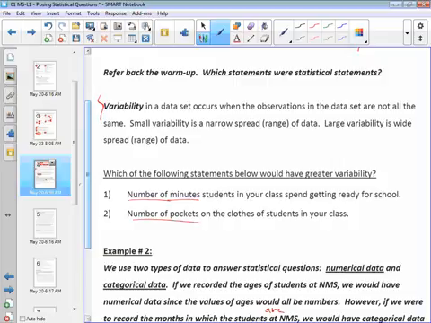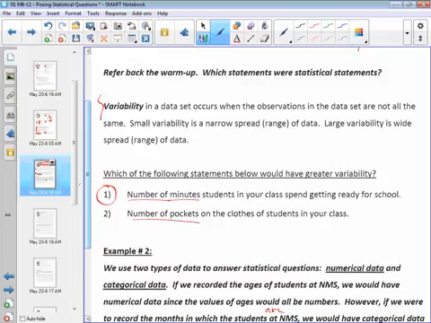Let's do a vote. And you have to vote. How many say 1 has greater variability? How many say 2 has greater variability? So we're all on the same page. I agree. Minutes could be anywhere from 5 minutes to 30 minutes, maybe even more. But pockets usually have 2, maybe 3, maybe 4. So it's in that 2 to 5, 2 to 6 range. So it's a narrow variability or a lower variability.